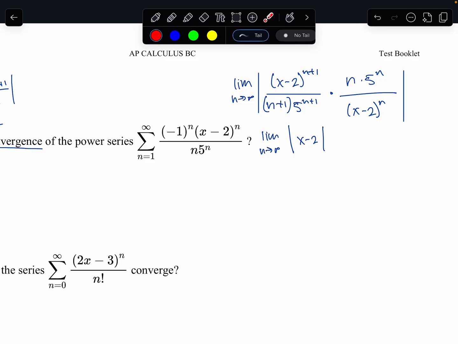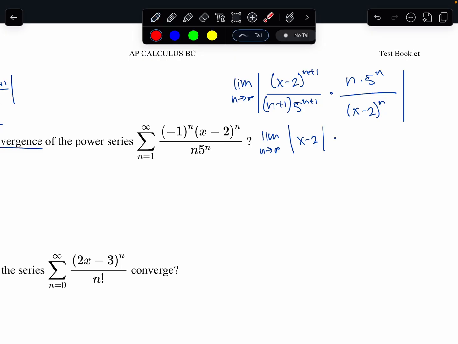As far as the absolute value signs go, they really only matter for terms that involve x, since x can be negative. But n starts at 1 and goes to infinity, so n plus 1 will always be positive, 5 to the n plus 1 will always be positive, n will be positive, 5 to the n will be positive. So I don't need the absolute value signs around any of these expressions. I'm going to just use the absolute value signs around x minus 2, and then I'll just multiply this by whatever I have.